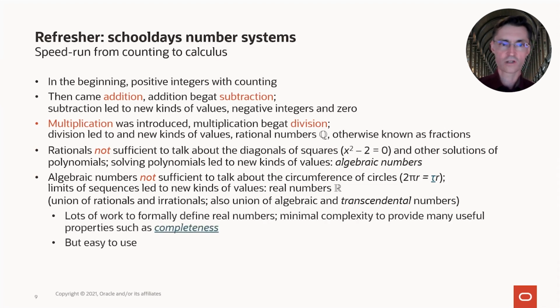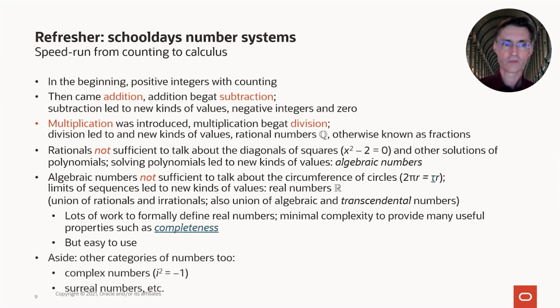And it's a lot of work to formally define real numbers, but they're kind of the minimum mathematical object needed to have many useful properties, such as completeness. Fortunately, you don't need to understand the proofs and formulas in defining real numbers to use them. They are easy to use. And as a note of interest, there are other kinds of numbers mathematicians use in other settings, like complex numbers you might have seen in certain engineering courses, and there's even structures called surreal numbers.